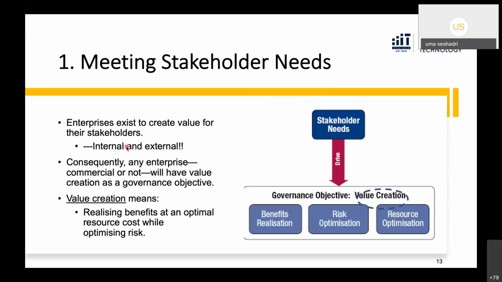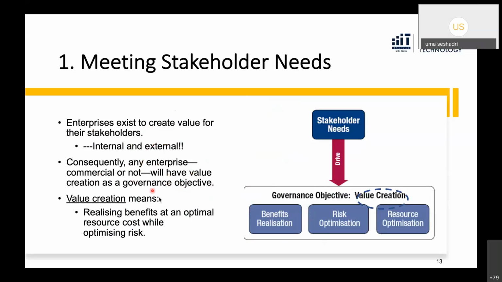Because of both internal and external stakeholders, that company is there today. If there are no internal customers and no external customers, then the company will not exist. It is not just stakeholders, even the customers. There are suppliers, there are vendors. So many such external people will also talk to the company. So there are both internal and external, and all of them have some kind of responsibilities to work with that company. They have some expectations, and we as a company have to deal with that. Consequently, any enterprise, commercial or not, will have value creation as a governance objective.